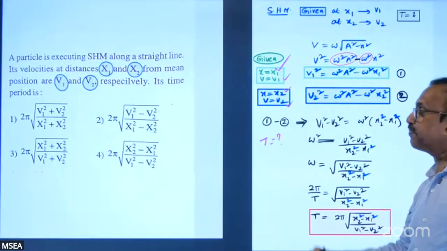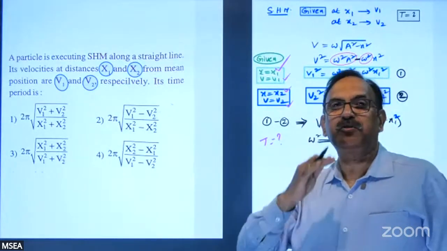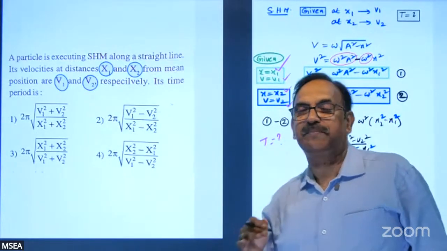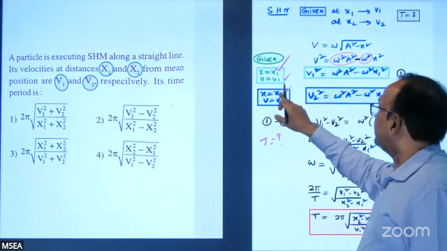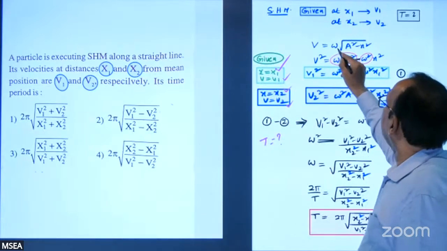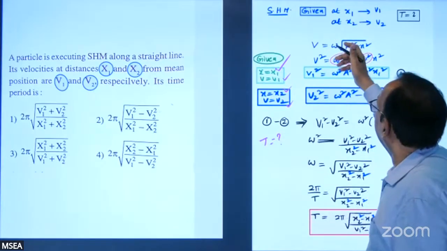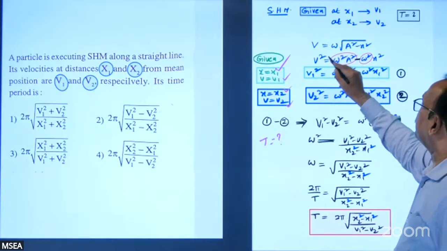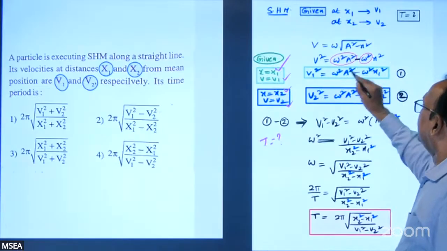This is a basic question. Among the different formulae in SHM, which is the correct formula to recollect? If you think, you will get it immediately. We want the Vx relation. What is the Vx relation? V is equal to omega into under root of a square minus x square. Now square both sides. V square is omega square a square minus omega square x square.